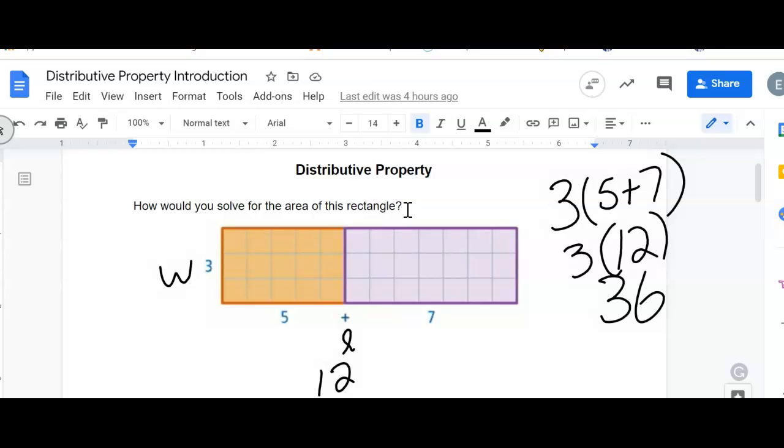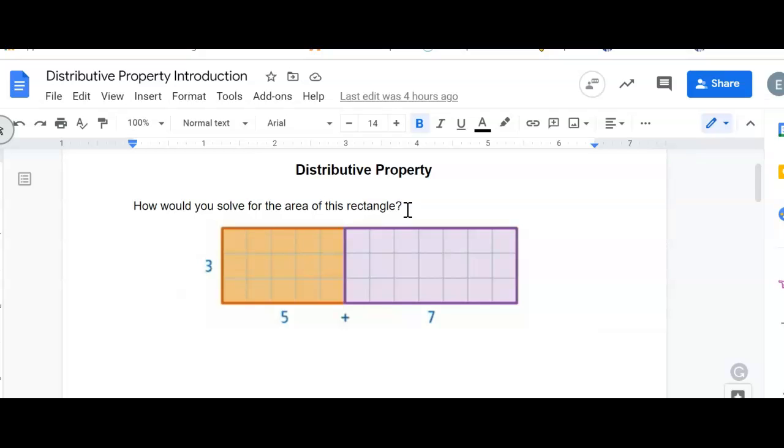Clear? All right, now we're going to show you how to do it using the distributive property. Are you ready? I can feel your excitement. Oh, yeah. It feels awesome.